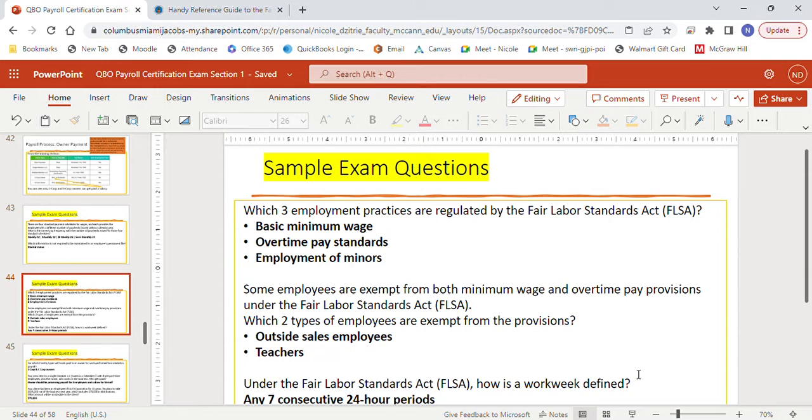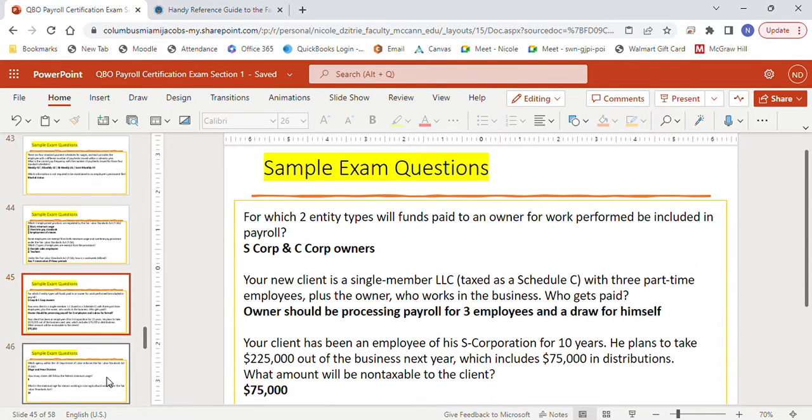Under the FLSA, how is the work week defined? It's any 7 consecutive 24-hour periods starting at any day or time. So 7 consecutive days, 24-hour periods. For which 2 entities will funds paid to an owner for work performed be included in payroll? So that was those W-2s. I showed you that. It's the S Corp and the C Corp owners. They might have it like a multi-member S Corp. As long as it says S Corp and C Corp, those are the owners that can get W-2s.